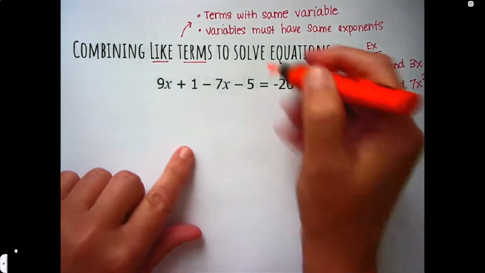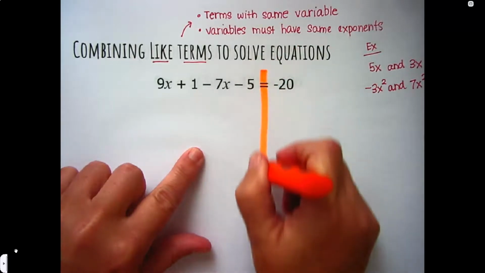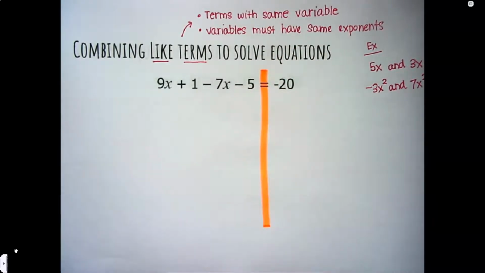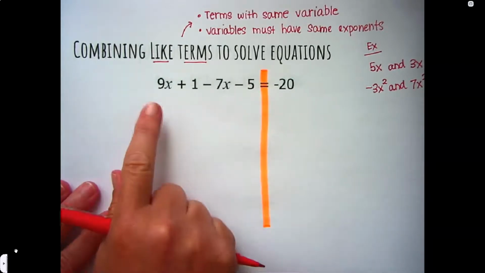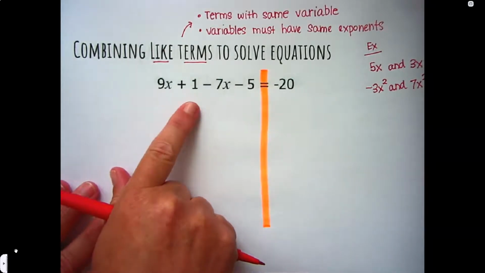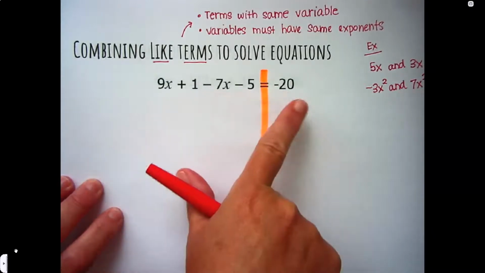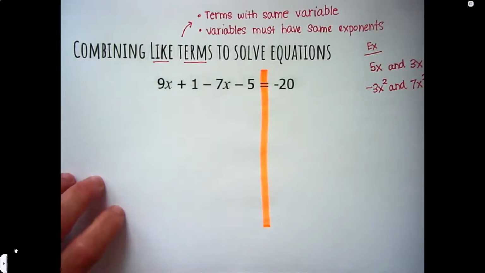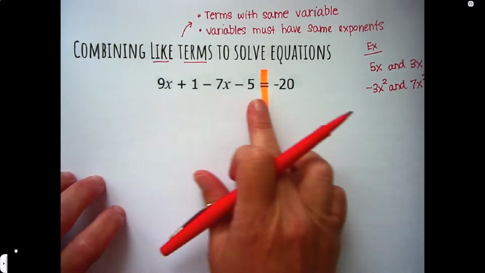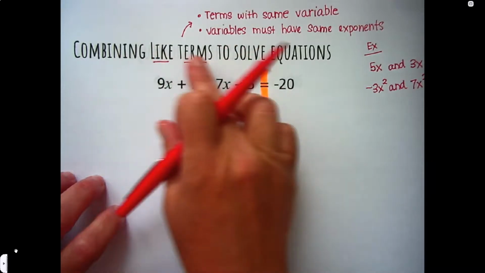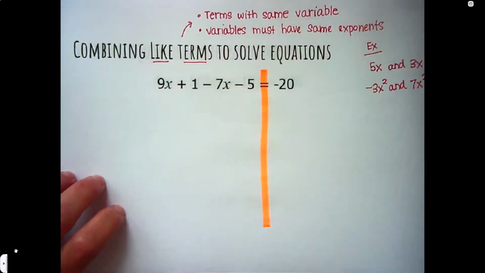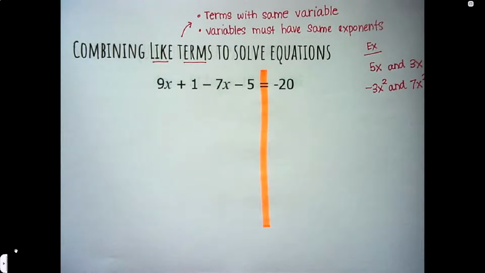All right, so coming over here, I'm going to take my equation. I'm going to draw my line down through my equal sign so I can see my two sides. Now you'll notice this side says that we have 9x plus 1 minus 7x minus 5. This side we only have a negative 20. So when I look at this side of my equation, I see some terms that are like terms. They have the same variable, and those variables have the same exponent. So to solve this equation, one of the first things we're going to do is combine those like terms.